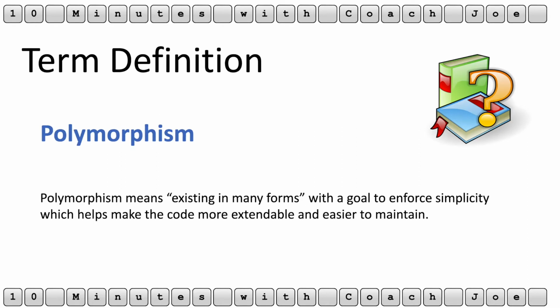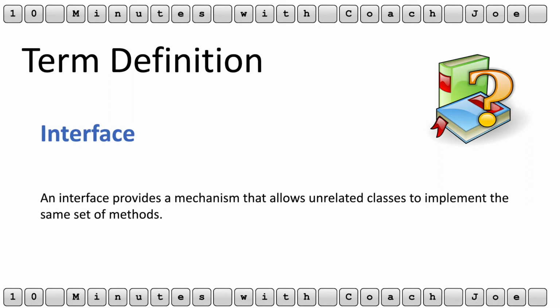Polymorphism means existing in many forms. With the use of contracts, overloading, and overwriting, we can enforce simplicity, which helps make the code more extendable and easier to maintain. It lets programmers use the same word to mean different things in different contexts. One other term that falls between abstraction and polymorphism is the interface. An interface provides a mechanism that allows unrelated classes to implement the same set of methods. It is another form of abstraction meant to have a simple thing represent a complex thing.